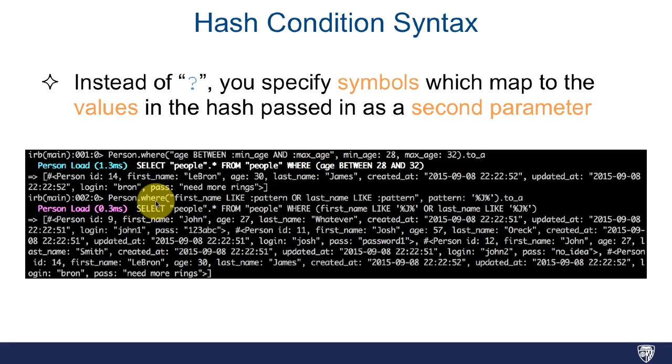And similarly, for the other issue we had of having to always provide a value, even if it's the same, in the hash syntax, you don't have to do that because you could just say first name like a certain pattern or last name like a certain pattern. And what is that pattern? Well, that pattern is %J%, and that enables you to do the same query as before, and perhaps it reads a little bit cleaner.